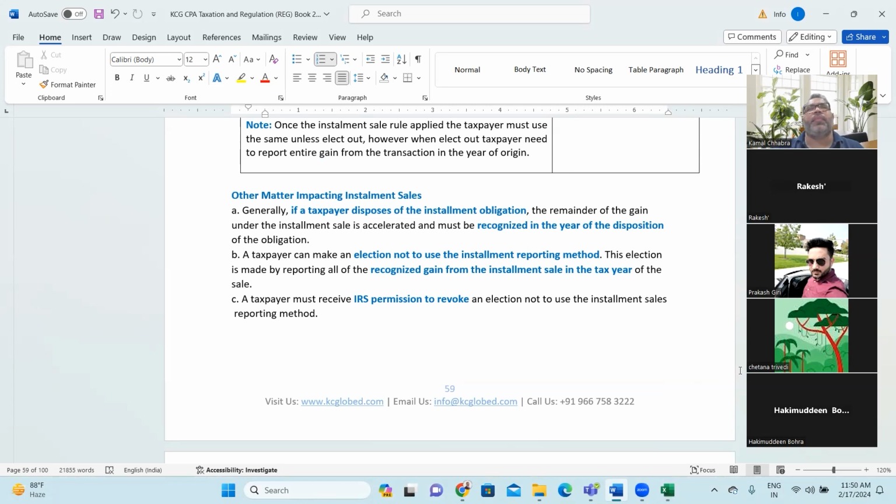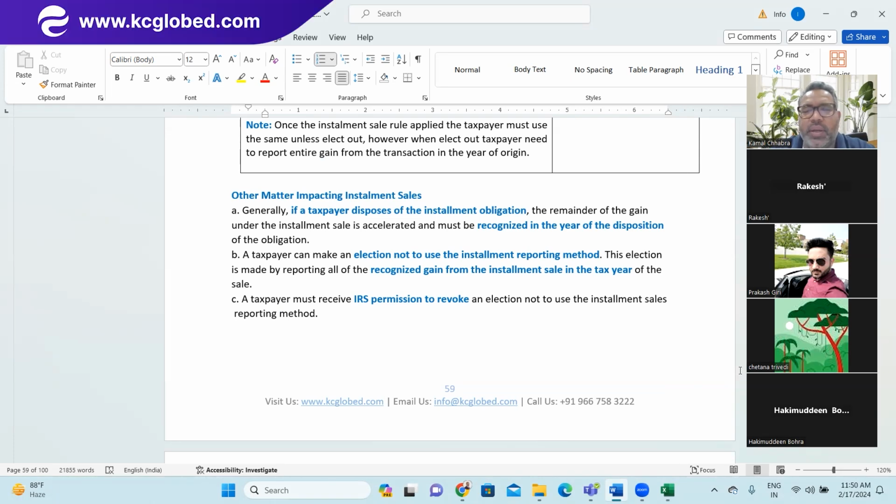It means, for example, you have given a refrigerator on installment sale, and the person is not paying you the installments. So you'll be forfeiting that asset, right? And after the forfeiture of that asset, what will be your next step? You'll be selling that asset, right? So in the year of disposition of that asset, you'll be recognizing your final gain or loss, right? That is what point number A is.